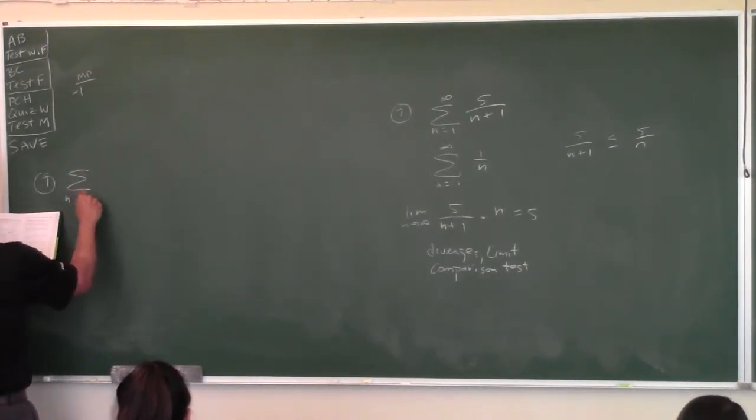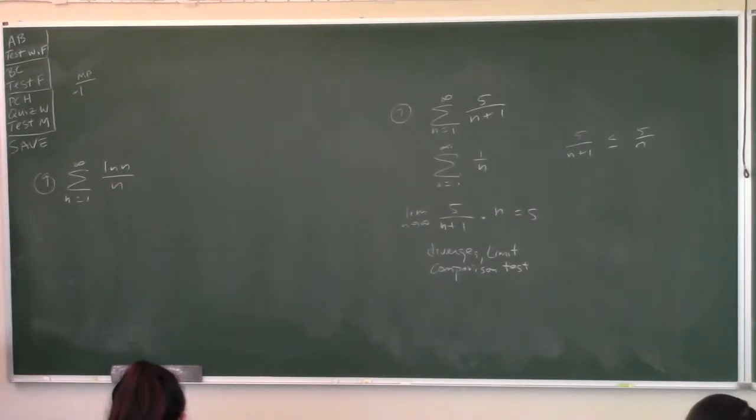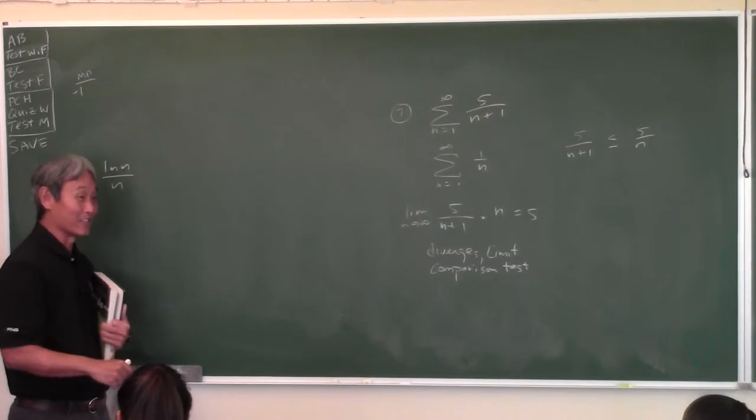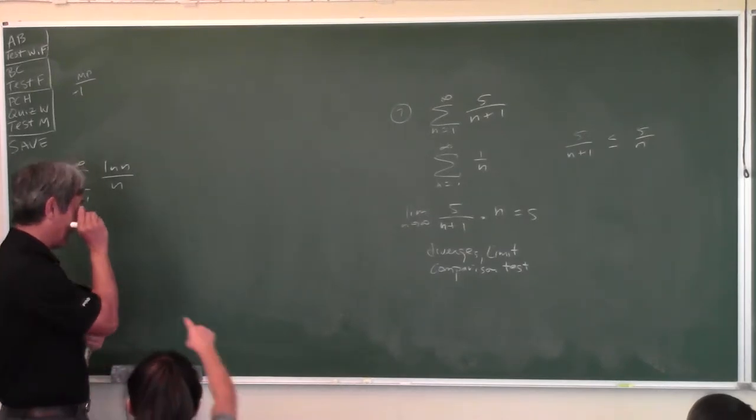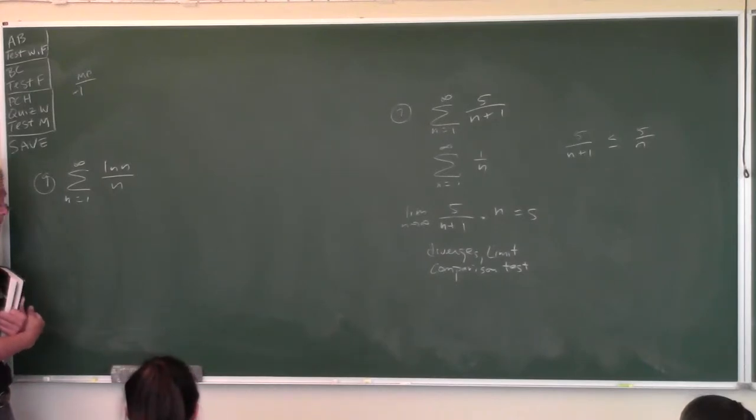Sigma, n from 1 to infinity, natural log n over n. Okay, now you guys must have a feeling about this. Yes. Actually, this is pretty obvious. Stop saying yes. The n's cancel, so the ln is the answer. What's left after you cancel? No, no, but then the n equals 1, that n cancels. So the l cancels with the 1, and then you get sigma infinity.